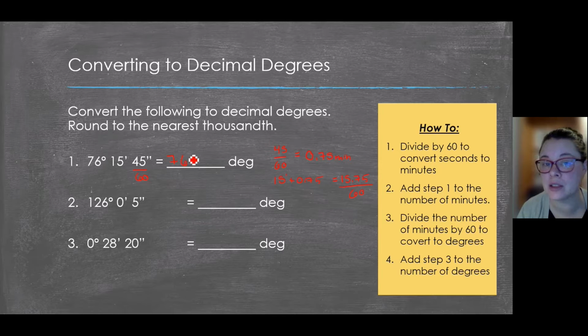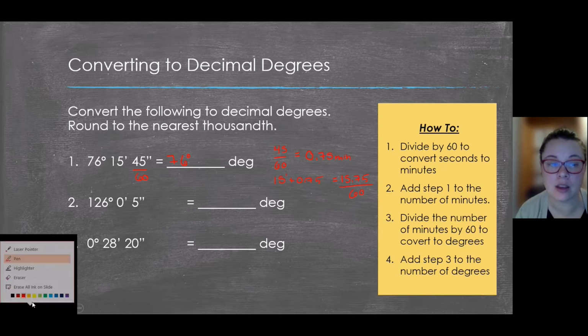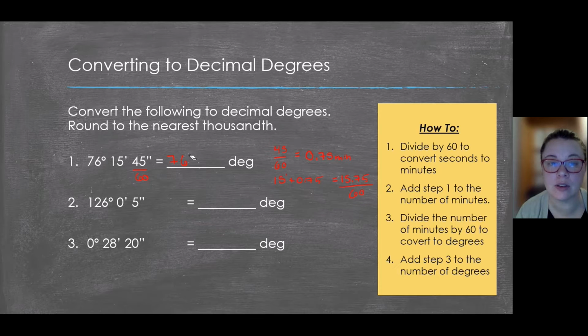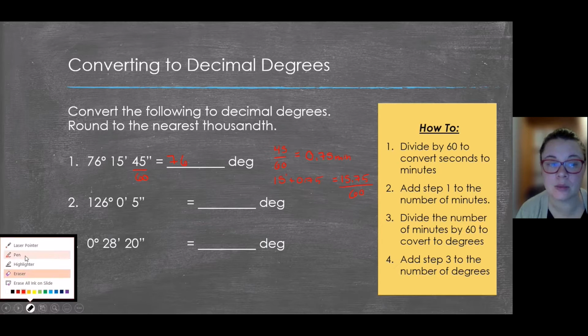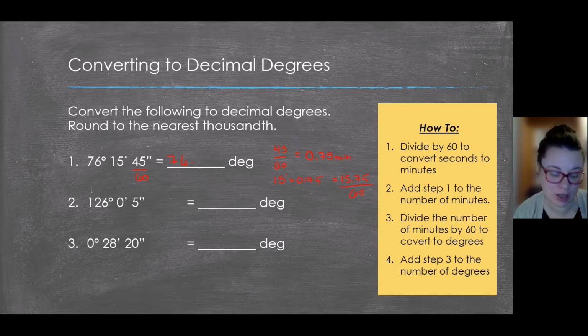So we know we have 76 degrees. Sometimes I think I talk too slowly on this. I apologize. And then we're going to add in 15.75 divided by 60. So we get 0.2625, which would be 0.263. So 76.263 degrees. Now, why do we need to be able to convert to decimals?